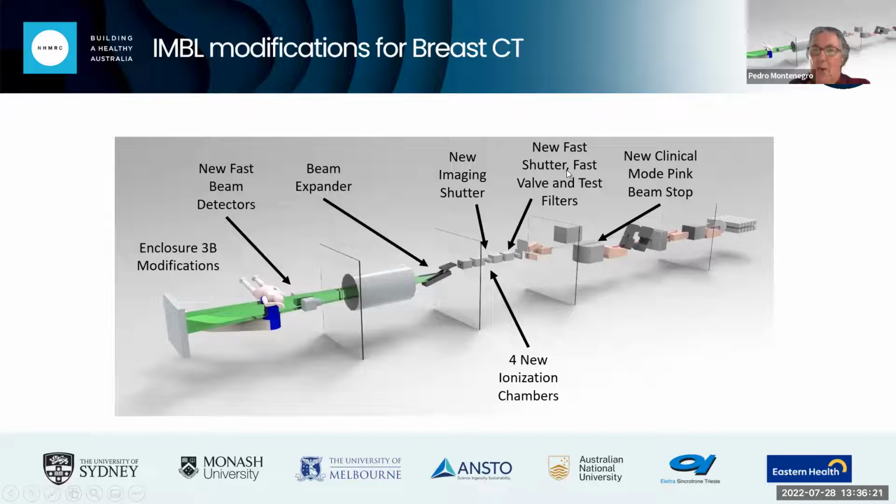The next components which are critical: we have a new fast shutter, a fast valve, and test filters. Briefly, I don't want to go into too many details, but the fast valve is a valve that can stop the monochromatic mode in less than 20 milliseconds. The new fast shutter is a backup shutter which closes in about 5 milliseconds. The test filters are special filters which are used to change the intensity of the beam when we check that the IPAS is working correctly.